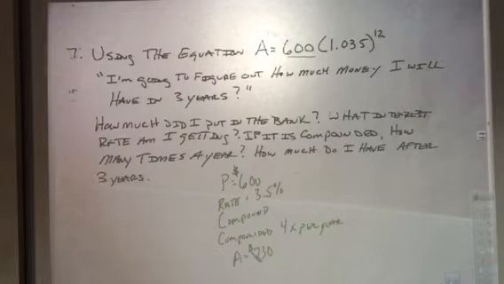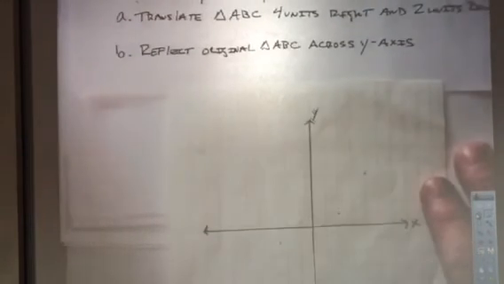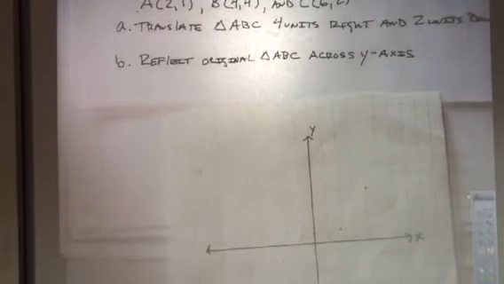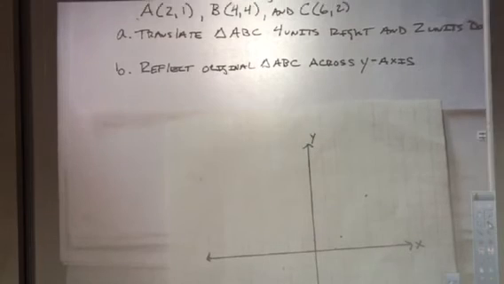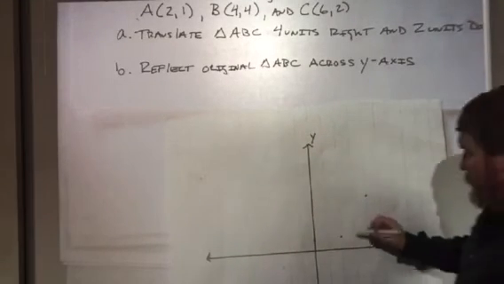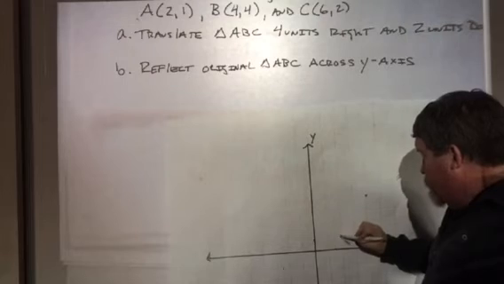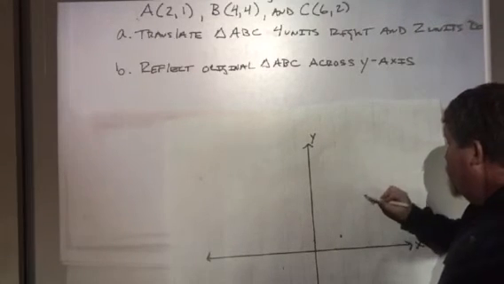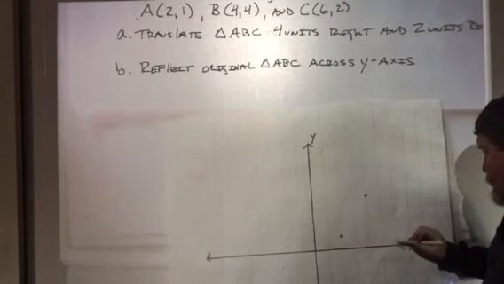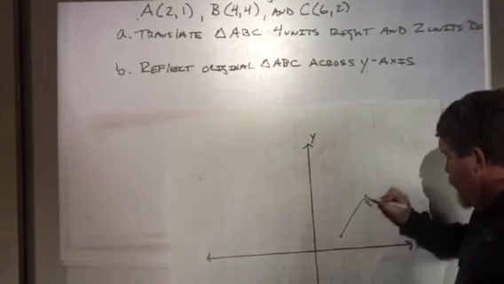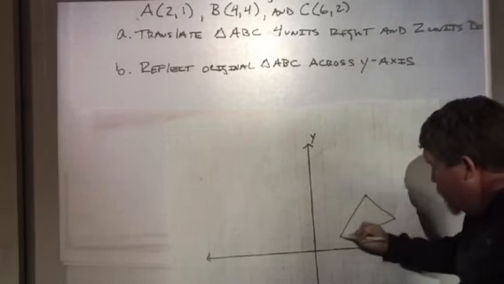Then on 8, we can graph this if we want to do this. So we're going to see how it works here. Our original triangle: (2, 1), (4, 4), (6, 2). So we get our triangle. I should use a ruler.